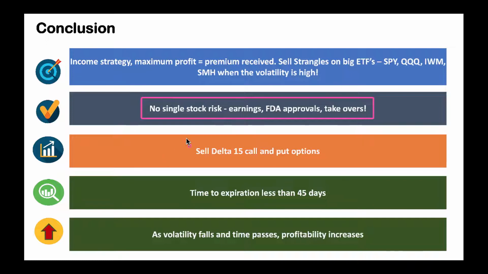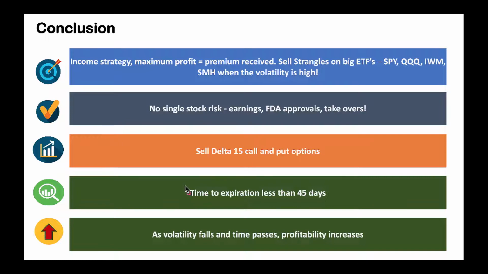And don't be greedy. Sell at Delta 15 call and Delta 15 put options, so that way the probability of the price hitting your target price is around 15%, which is acceptable risk. If you're a little more risk averse, I would say try with Delta 10, which is even further out of the money. You will be a little more safe, even though the premium that you receive is also a little bit lower.